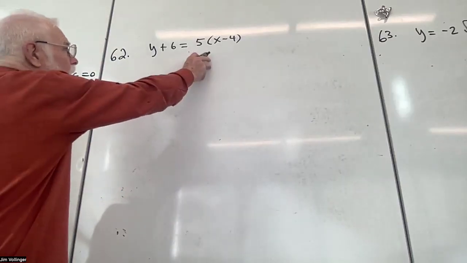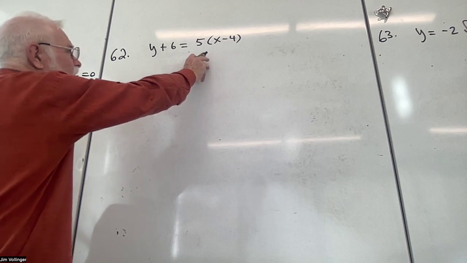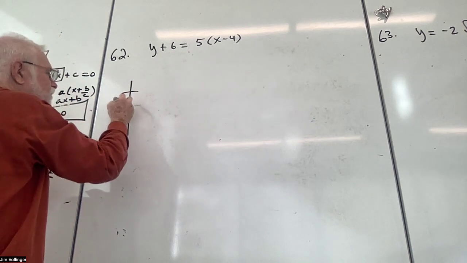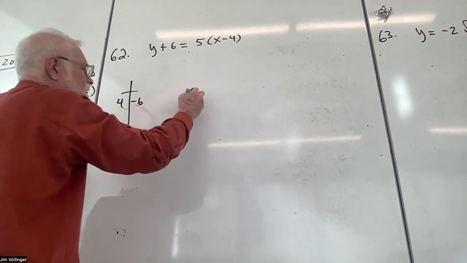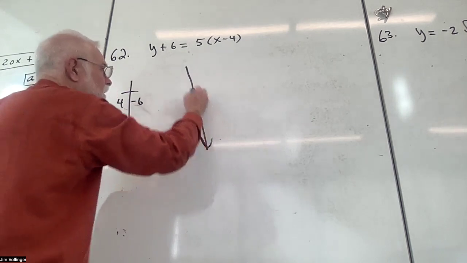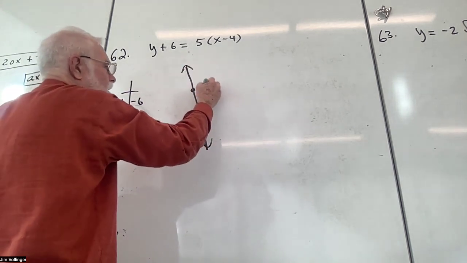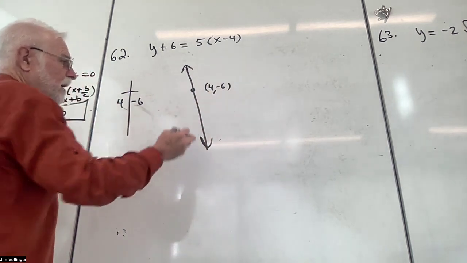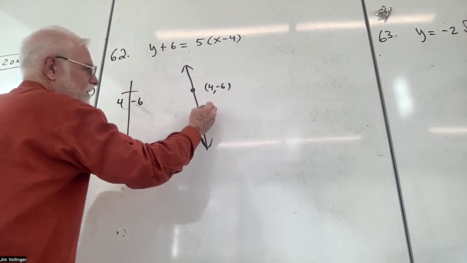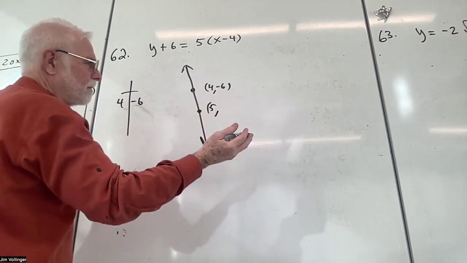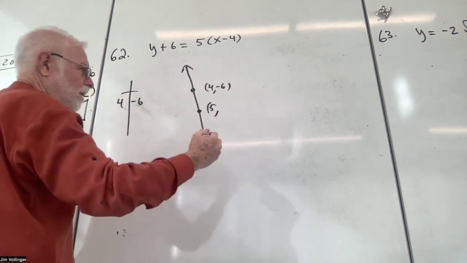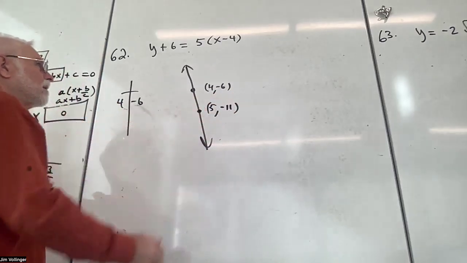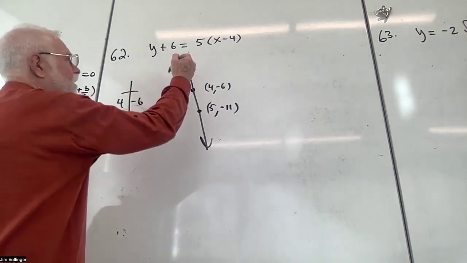All right. y plus 6 equals 5 times x minus 4. All right, what do I see? I see 4, negative 6. So I just put a dot there, and I see I'm going down at 5 to 1. Okay, so there's 4, negative 6. And if I'm going down at negative 5 to 1, well, then what I basically did is I just changed my change in x, 5 to 1, down 5, minus 11. That should be there.